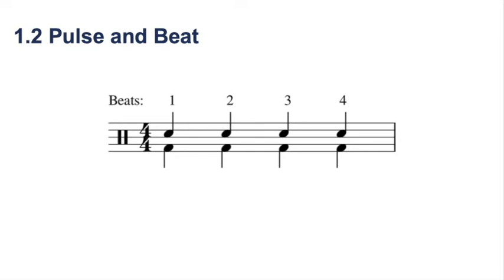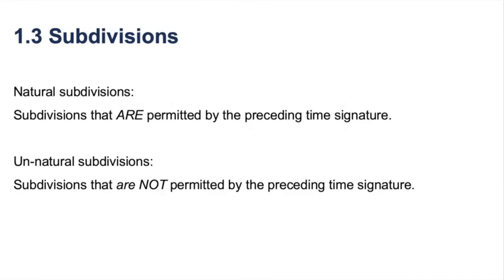Now that we know where we are going to place our rhythms, the next step is to figure out exactly what rhythmic subdivisions we will be working with. All subdivisions can be placed into 2 categories, natural and unnatural. Natural subdivisions are permitted by the preceding time signature, whereas unnatural subdivisions are not permitted by the preceding time signature. Let's apply this theory to each beat of our chosen time signature and see what subdivisions we are left with.